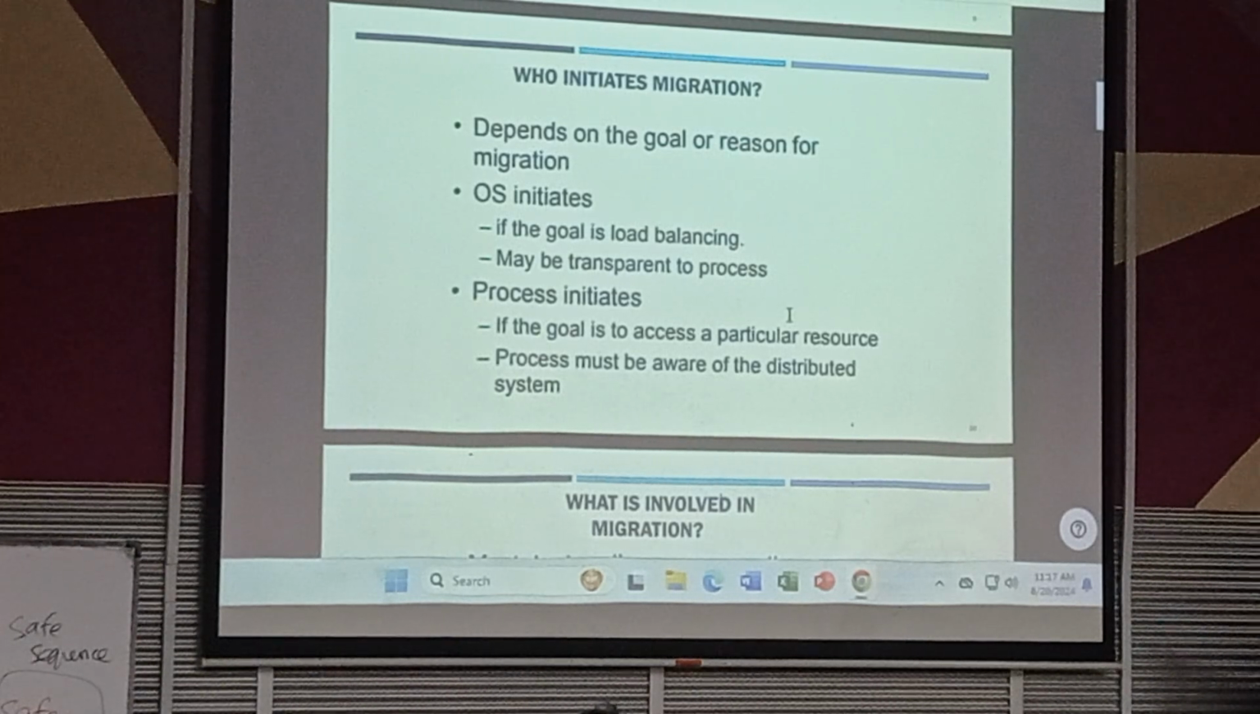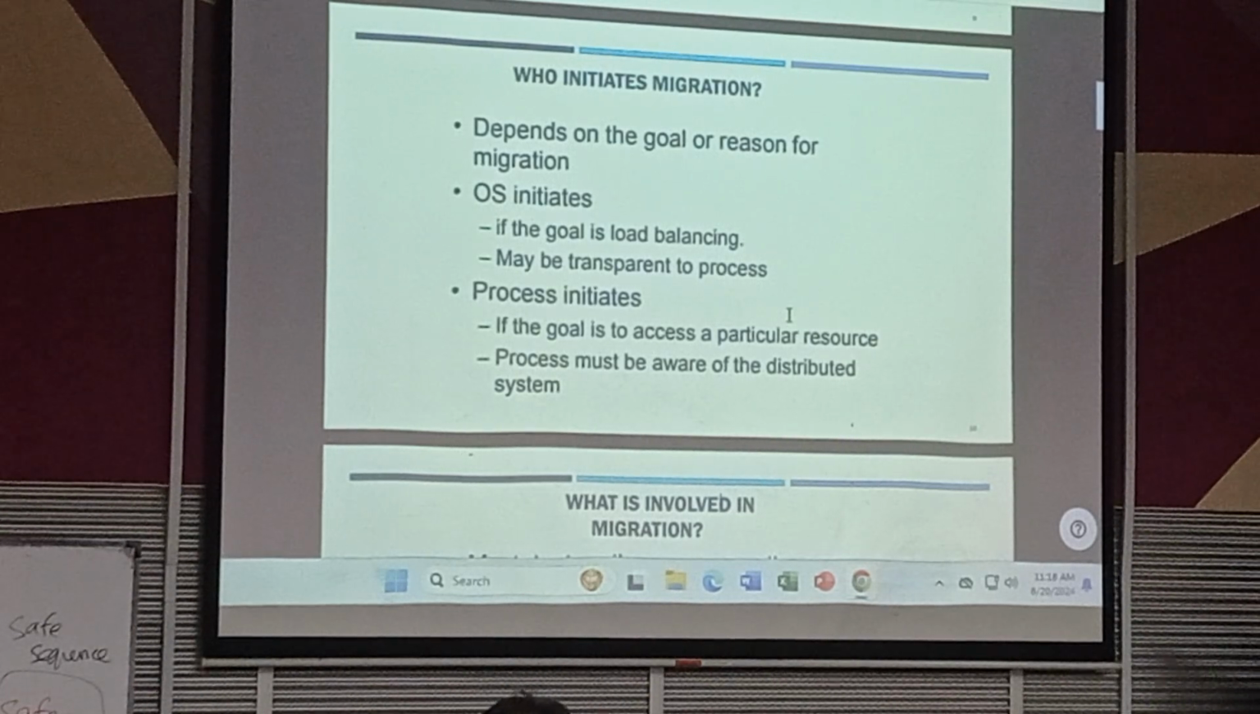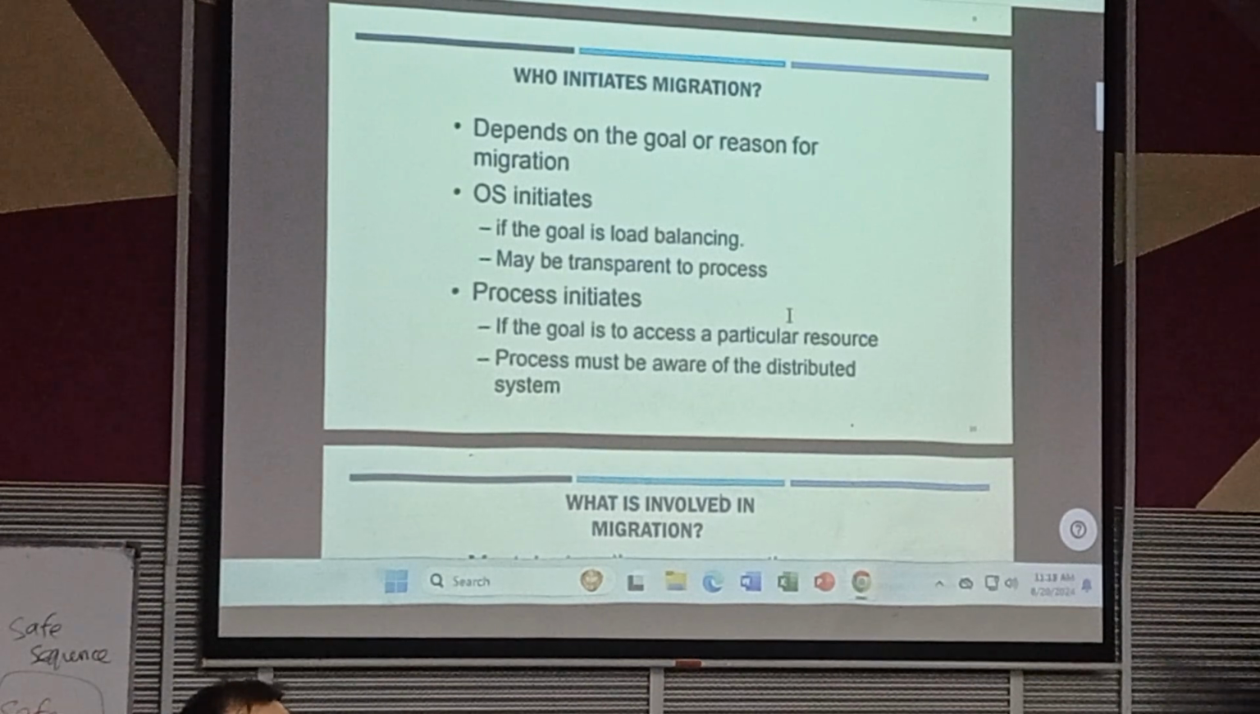And the second system that can initiate this is the process itself. For the process to initiate, most of the time the motive is because the resource is not available. So it needs to go to Japan, for example. So it migrates itself to Japan to use the machine there. In this case, the operating system will not know.